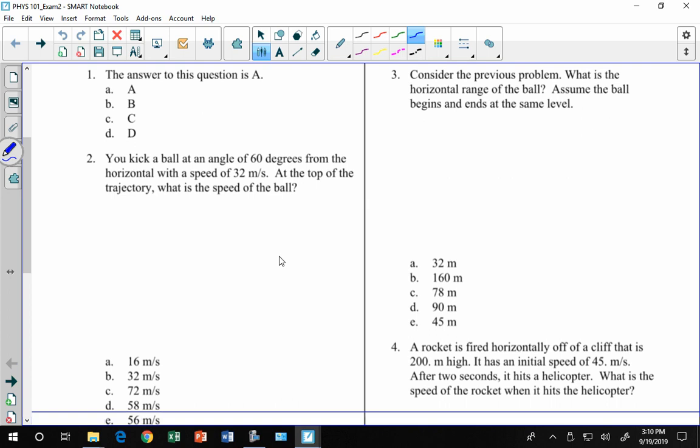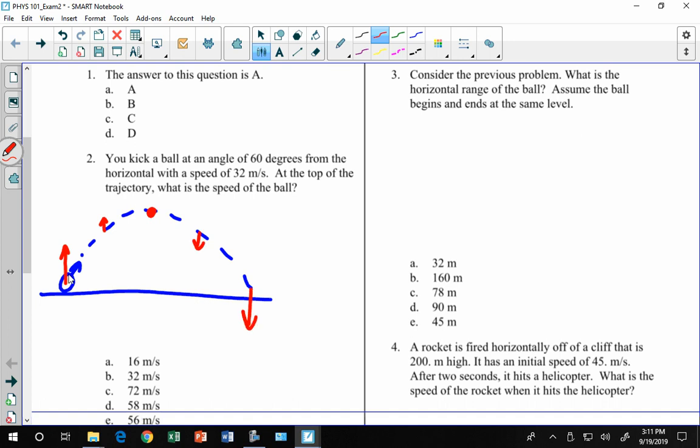I have a ball that I kick at an angle of 60 degrees from the horizontal with a speed of 32 meters per second. At the top of the trajectory, what is the speed of the ball? This one is not that difficult. Let me show you why. I have this ball, I'm kicking it like this, and I want to know what is the speed at the top here. Something I know about projectile motion is that my y velocity starts out big, gets smaller, goes to 0, and then gets bigger in the negative direction. The x velocity begins at a certain value and continues all throughout the trajectory at that same value because a_x is equal to 0.